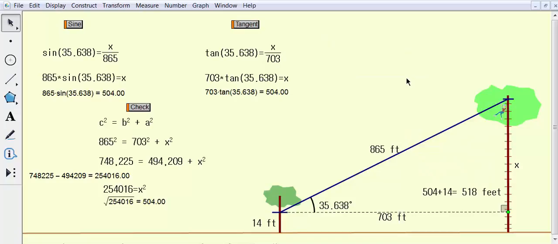So we solved this problem by using trig functions, but we also checked it by using the Pythagorean theorem. To solve problems using right triangles, we can use trig functions and the Pythagorean theorem.